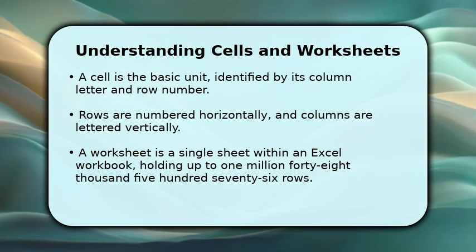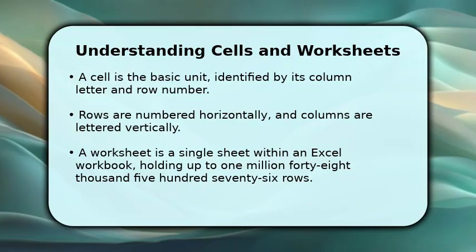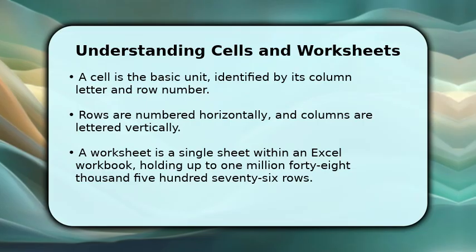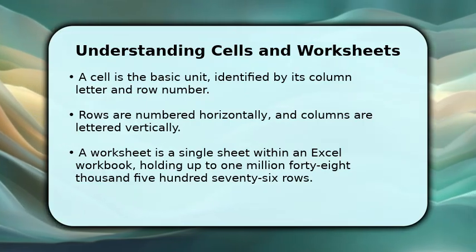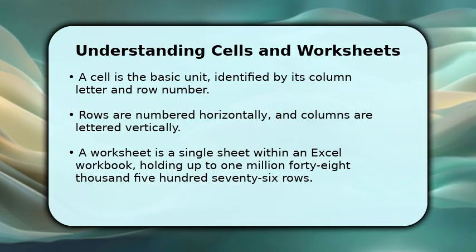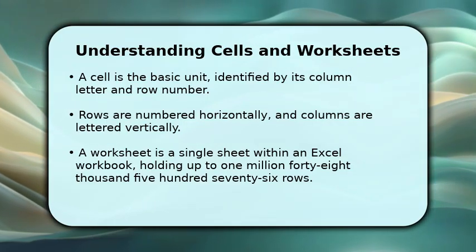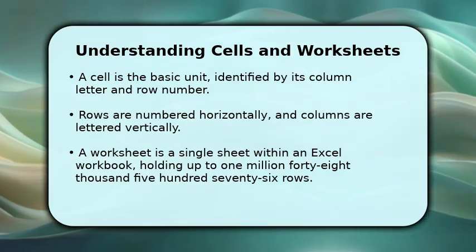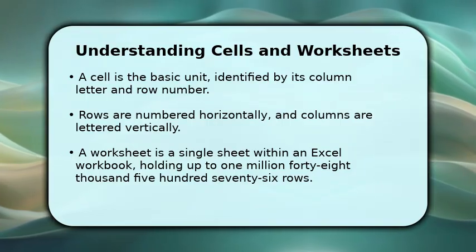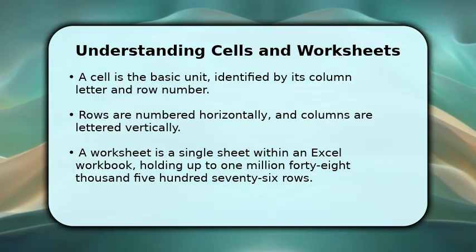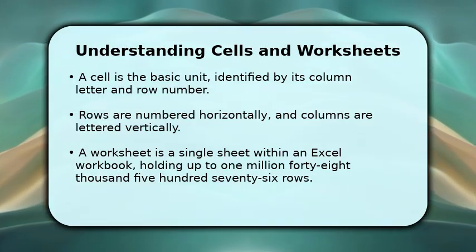At the heart of Excel are cells, the individual boxes where you input your data. Each cell has a unique address like A1 or B5, making it easy to reference. These cells are arranged in rows, numbered 1 through 1,048,576, and columns, lettered A through XFD. A single worksheet can hold an immense amount of data, providing ample space for your projects.